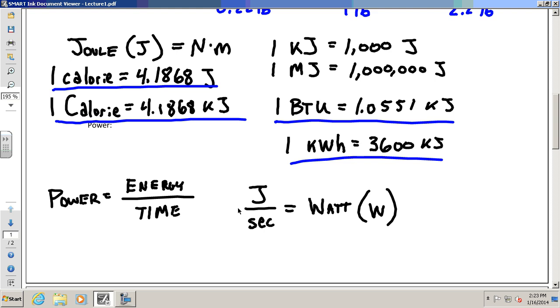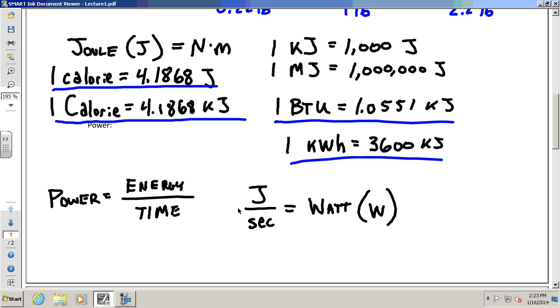And obviously, if we have 1,000 joules of energy per second, or 1 kilojoule per second, you have a kilowatt. If you run something that has a power of 1 kilowatt for an hour, you have consumed a kilowatt hour of energy. And that's where you get the 3,600 kilojoules. Any other units of power?